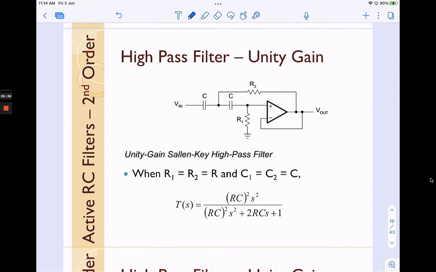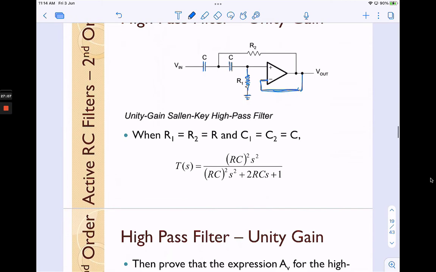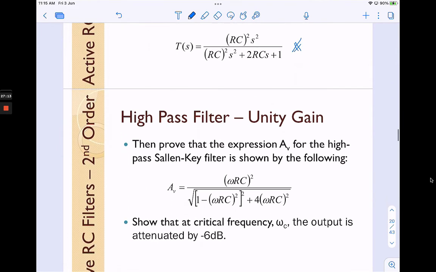Okay, and now we have the high pass filter, again using the Sallen-Key topology. Now we have the capacitor connected to the Vin, and the resistor connected to the ground. Again, this is a unity gain, second order filter. Assuming R1 equals R2 and C1 equals C2, we can get this transfer function of the high pass filter. And then you can get this expression by taking the magnitude of this.